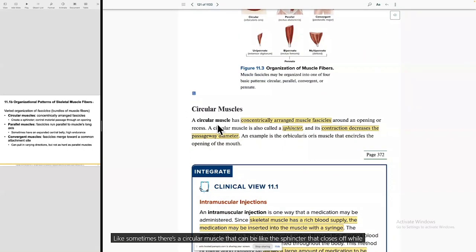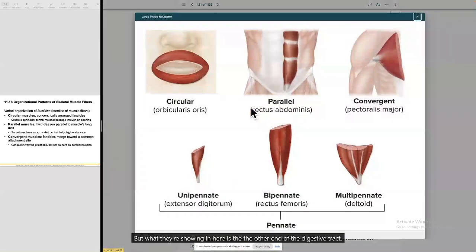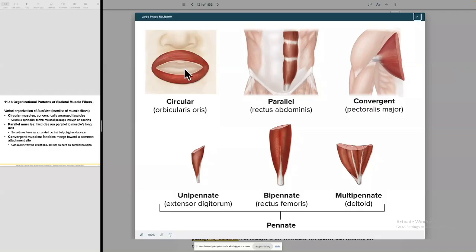Sometimes there's a circular muscle. That could be like the sphincter that closes off while you're trying to run to the bathroom and then opens up once you're in an appropriate place. But what they're showing in here is the other end of the digestive tract. Here's the orbicularis oris. It's shaped like an orbit, right? It's going around the mouth. Oris is for the oral cavity. Just to stay here, we'll go back to our text.